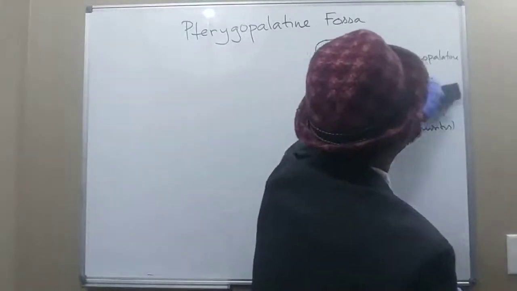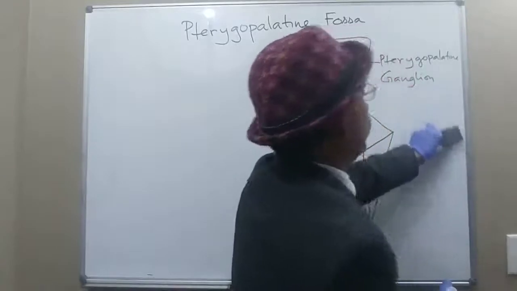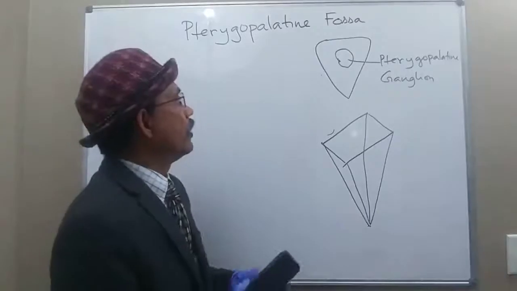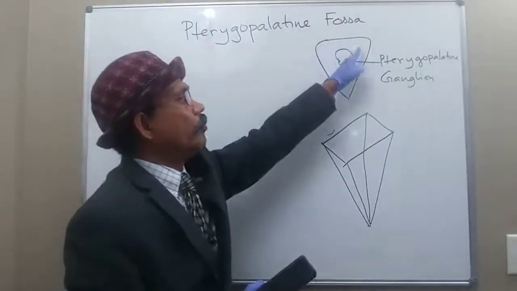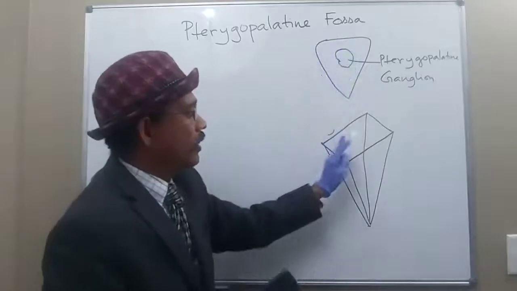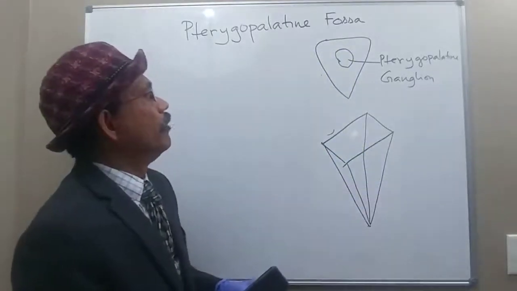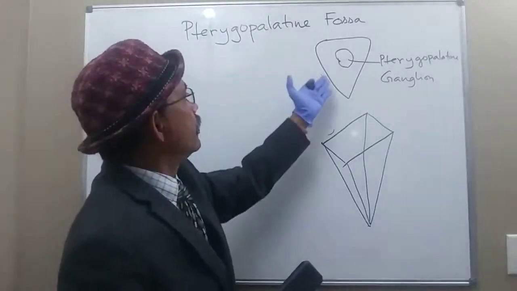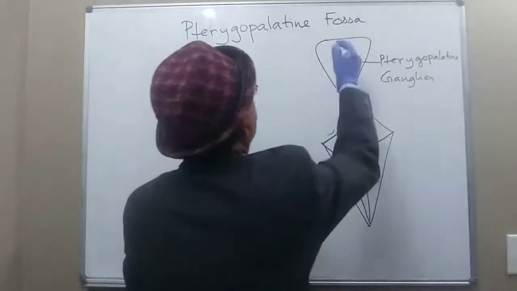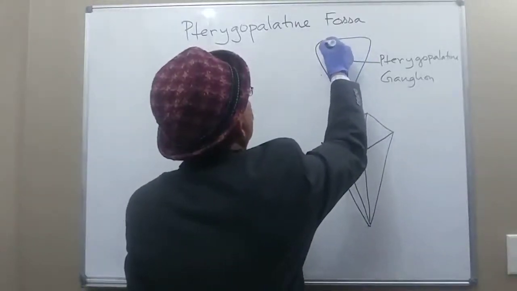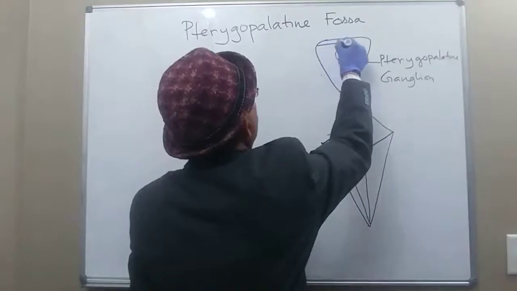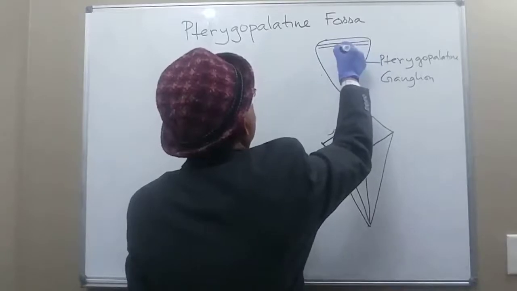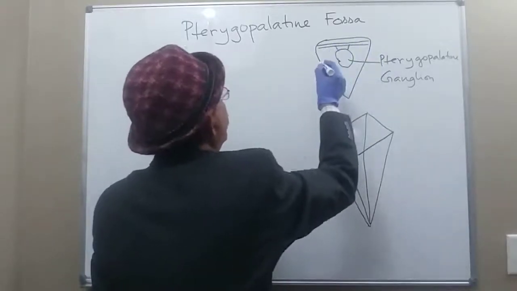So it is the pterygopalatine ganglion, the largest peripheral parasympathetic ganglion, present inside the pterygopalatine fossa. This is the pterygopalatine fossa, which is pyramidal in shape. Okay, we got that. Then we must get the contents. The ganglion is suspended by the maxillary nerve. Here is the maxillary nerve.